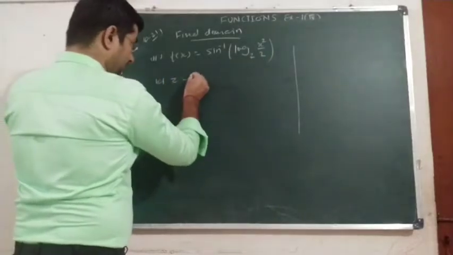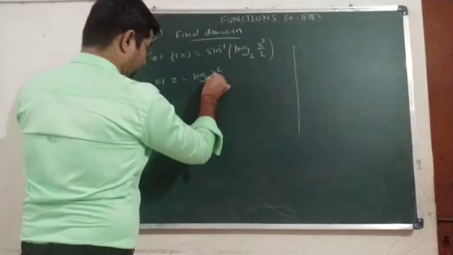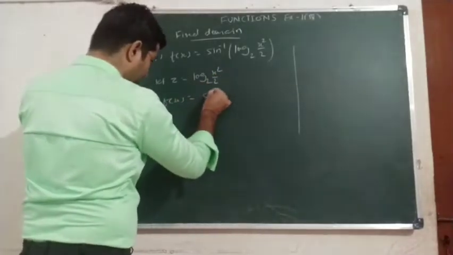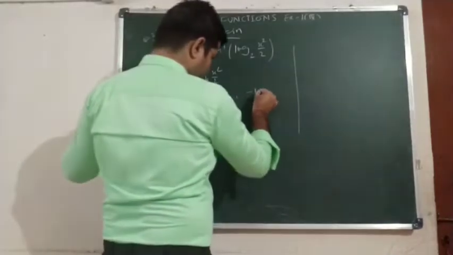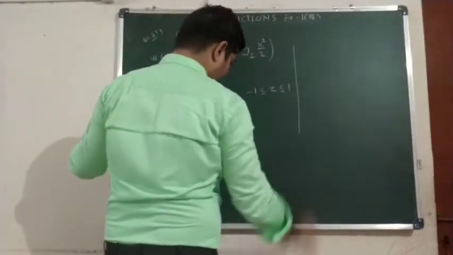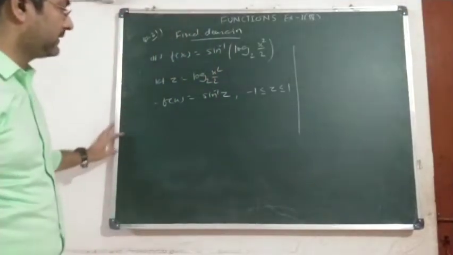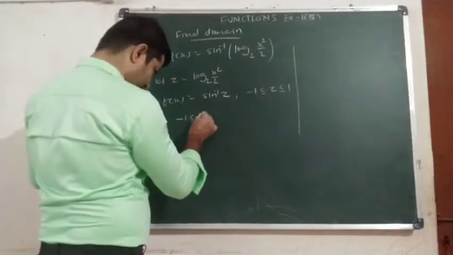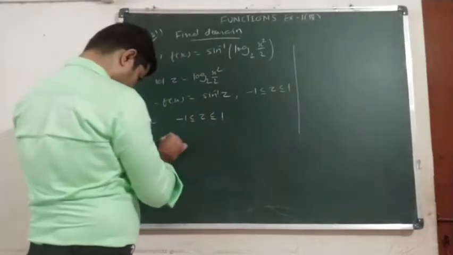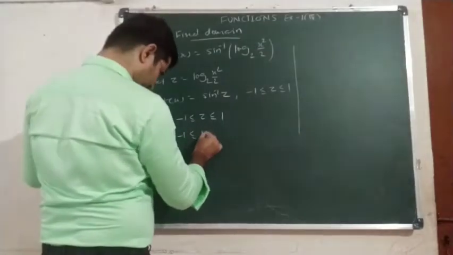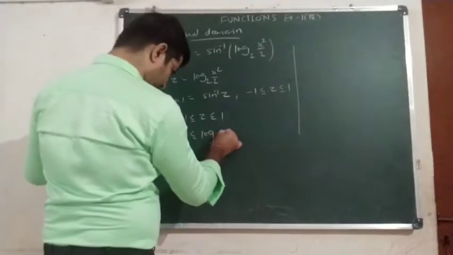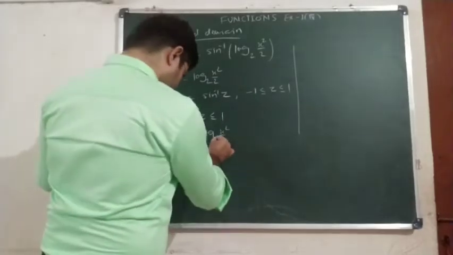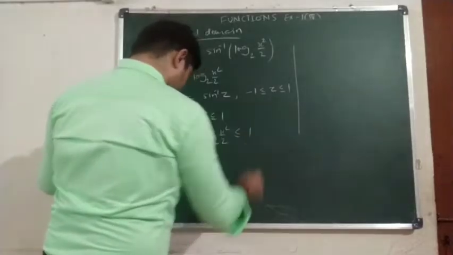Let us consider this value to be z. Let z is equal to log of x square by 2 to the base 2, and therefore we have function f of x is equal to sine inverse z, where z lies between -1 and 1, including -1 and 1. Okay, and therefore -1 is less than or equal to z is less than or equal to 1, therefore -1 is less than or equal to log of x square by 2 to the base 2 is less than or equal to 1.